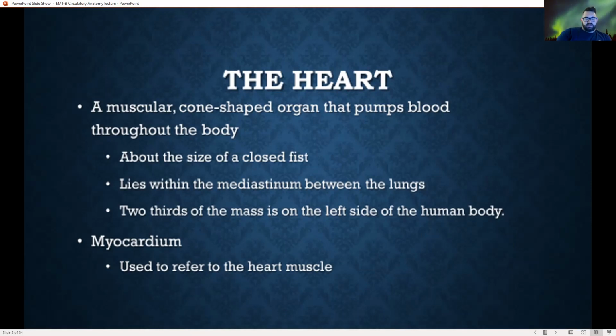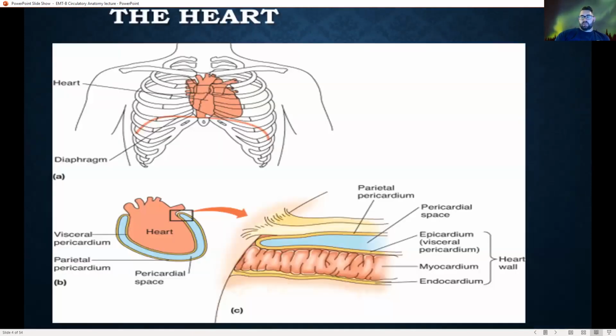So the heart has layers too. The heart has the endocardium as the beginning layer. It is the most intimate layer of the heart, the innermost layer. Next, you have the myocardium. In medical terminology, myo means muscle, and cardium means heart, so the myocardium is the heart muscle itself. And then we have the epicardium, epi meaning outside. So this is the outer layer of the heart.